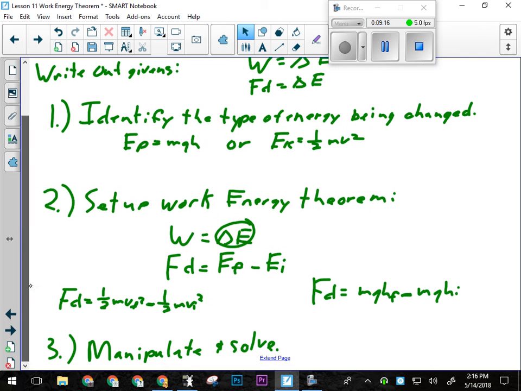And then once we've done that, then we manipulate the equation to solve for whatever we were looking for, just like we did in the last question where we were looking for VF. We moved everything around and isolated it and then solved for it. All right, so those are the steps to solving a work energy theorem problem.